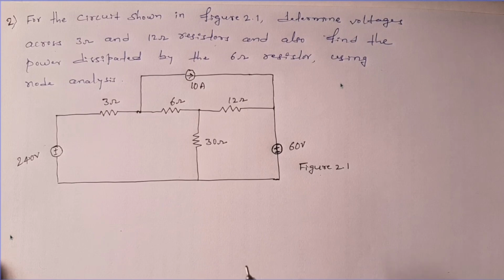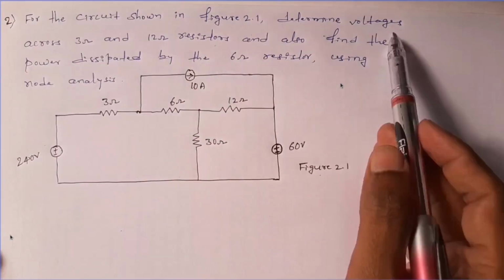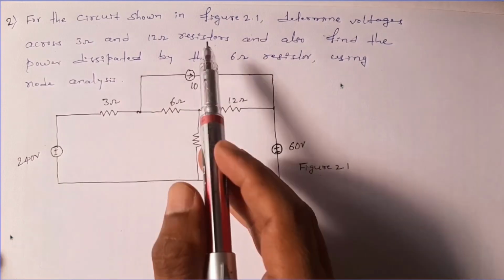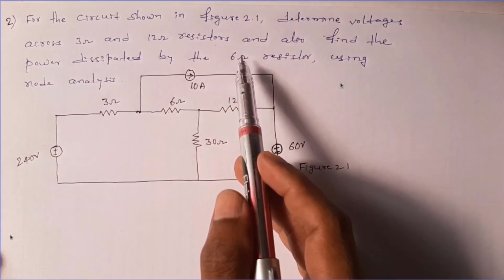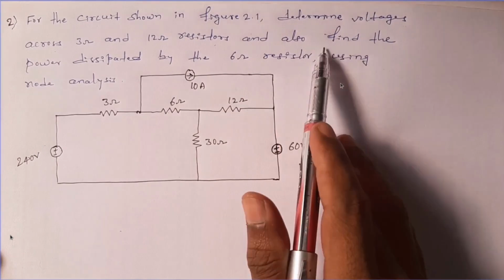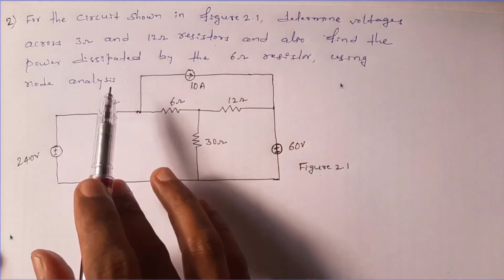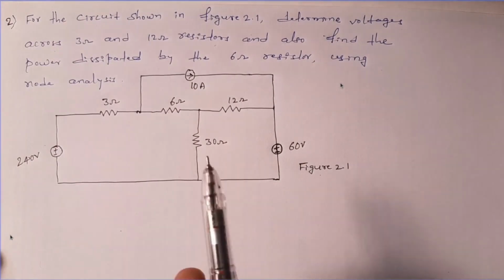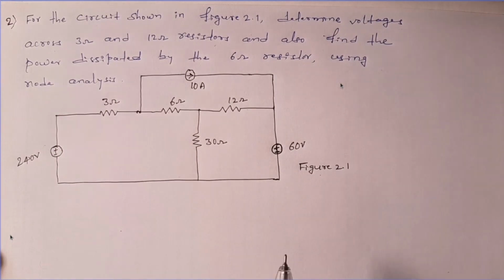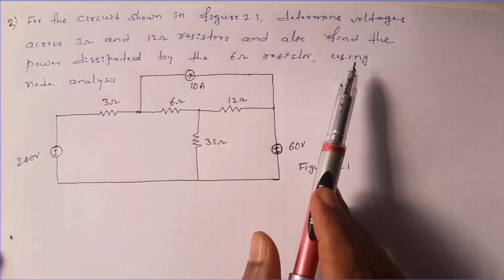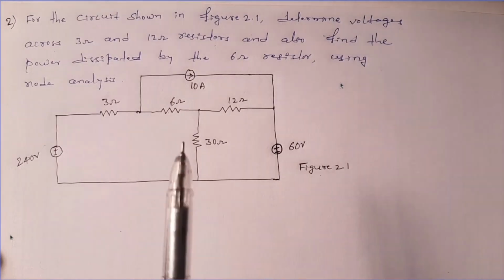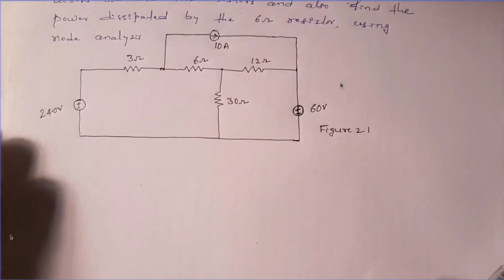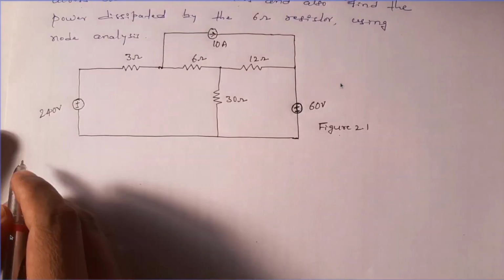For example, if the question was only: for the circuit shown in figure 2.1, determine the voltages across the 3 ohm and 12 ohm resistors and also find the power dissipated by the 6 ohm resistor, with nothing mentioned like using node analysis, then the choice is yours. You can solve it using source transformation, mesh analysis, or any other method. But the very important thing is, when the method is mentioned, you are supposed to use that method to solve the problem. Right? So let us solve this.